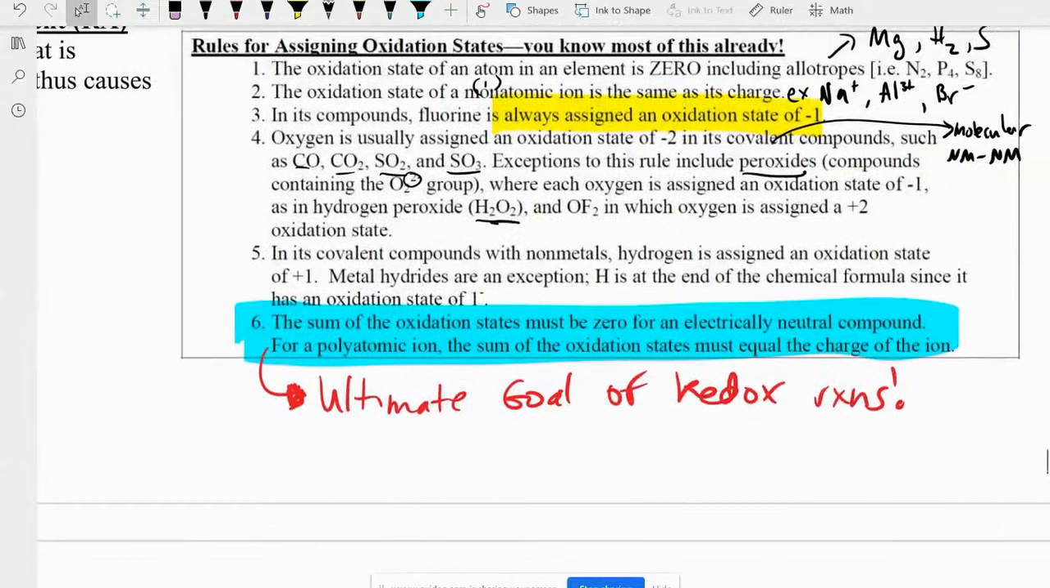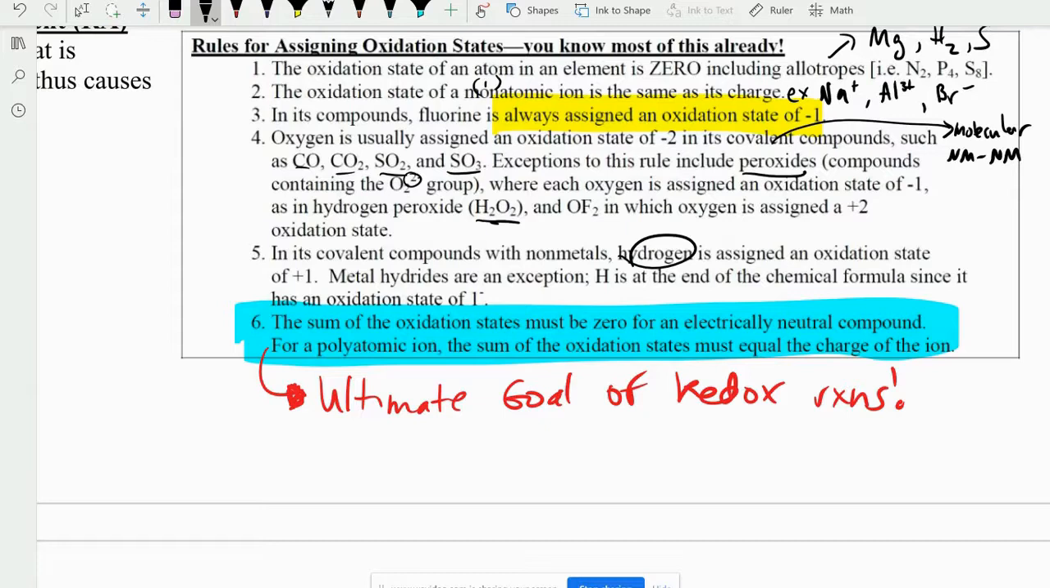The fifth rule: in a covalent compound with nonmetals, now we're going to talk about hydrogen. Hydrogen is always going to be assigned an oxidation state of +1. And again, you kind of already know that. Look where it's at in the periodic table. It's in the column that forms a +1. There is an exception, though.